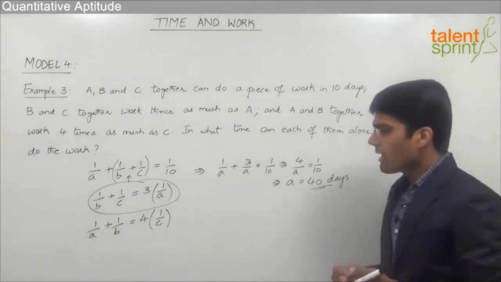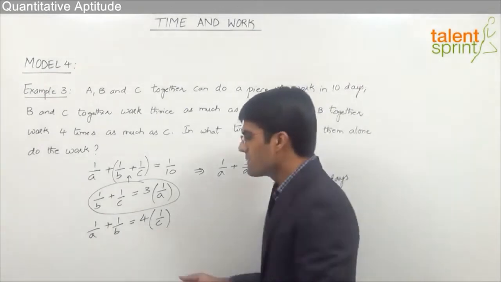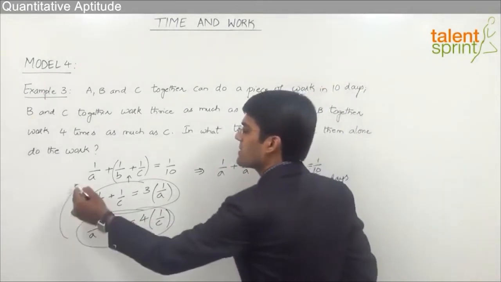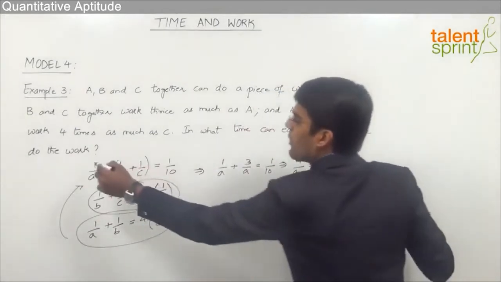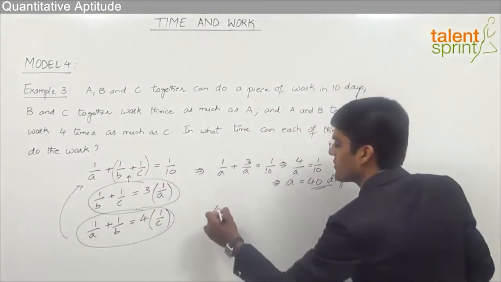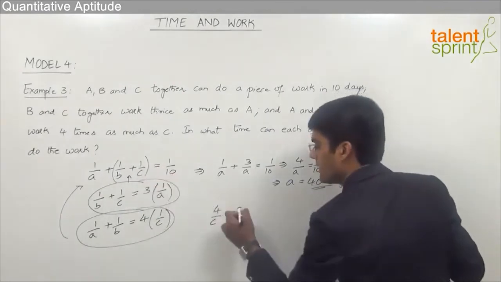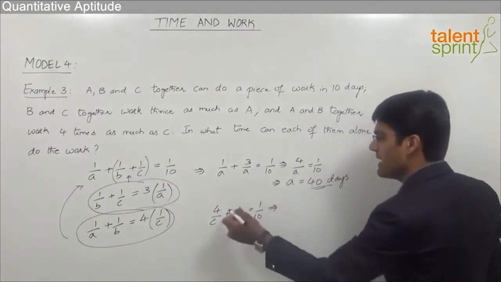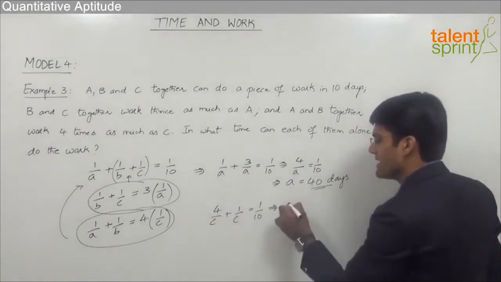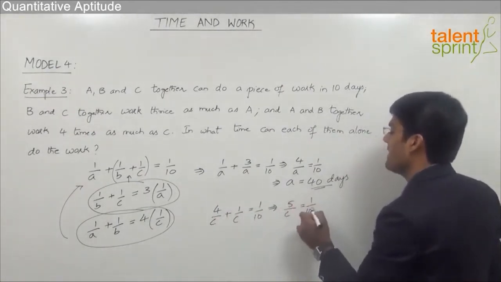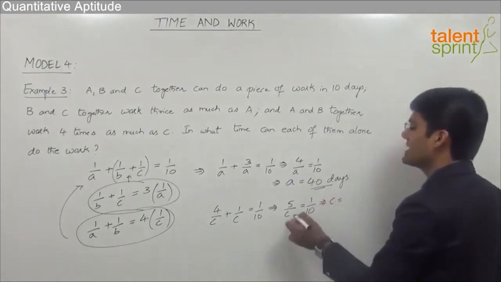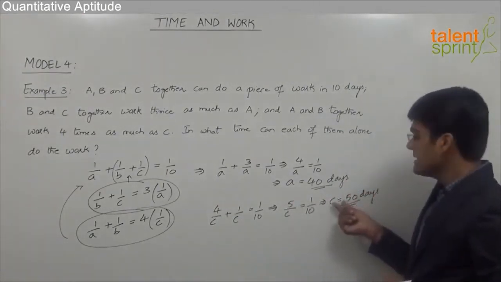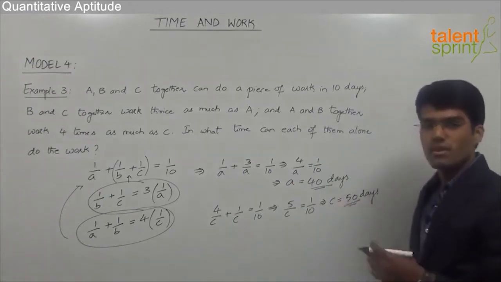Now again, using this statement, that is 1/B + 1/A equals 4/C, in the first equation we can say that we know 1/A + 1/B is 4/C. So 4/C + 1/C equals 1/10. By simplifying this, we get 4/C + 1/C, that is 5/C, is 1/10, and hence C should be taken as 5 into 10, 50 days. So clearly C takes 50 days to finish this work when he works alone.